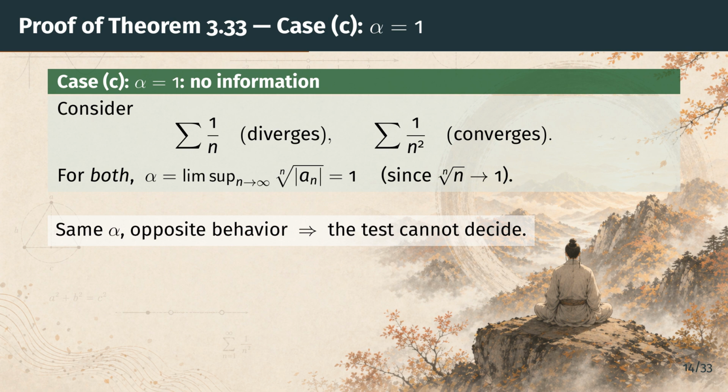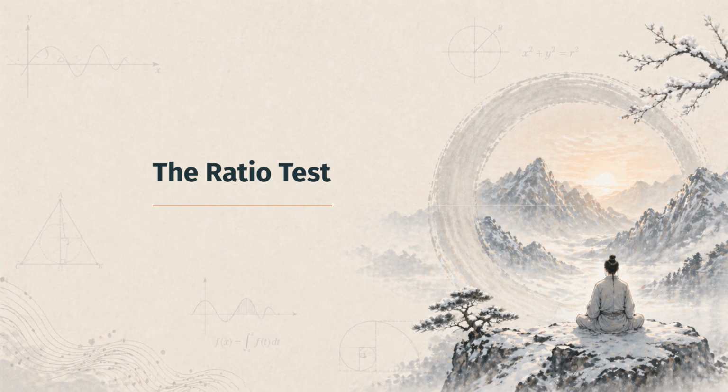Here we have 2 series with the very same value of alpha, yet opposite behavior. This proves that when alpha equals 1, the root test simply cannot decide the question. That completes the proof of the root test. Now let's turn to its close relative, the ratio test.